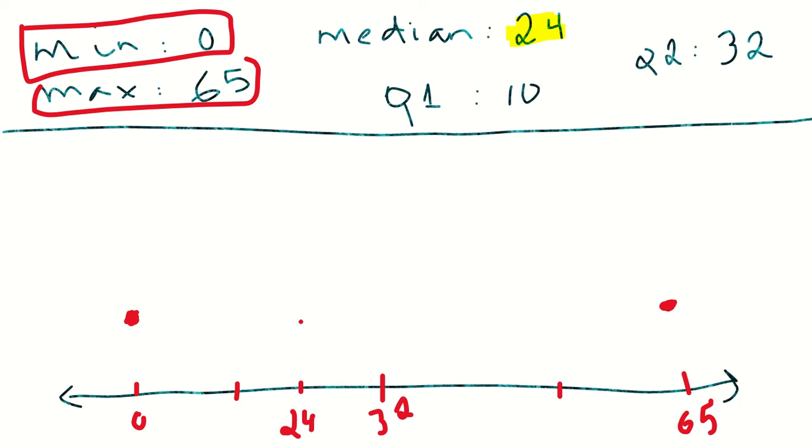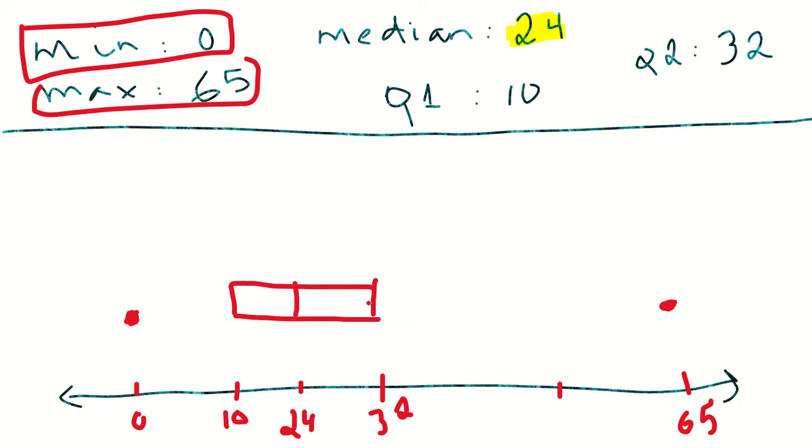So right here above the 24, we're going to draw a line. We can say Q1 needs to be at 10, and Q2 is at 32. At Q1 we also draw a line, at Q2 we also draw a line, and we connect this and make this into a box.